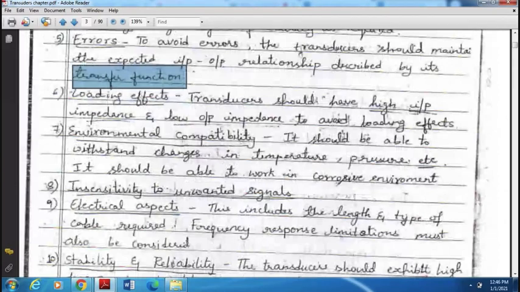These include the length and type of the cable required. Frequency response limitations must also be considered. While selecting a transducer, obviously you have to look into all the ratings, not only frequency or any other parameter. What is the application for which you are using this transducer? What is the range for that application? What ratings do you need? Based on those ratings, you have to select the transducer. So the electrical aspects might include the length and type of the cable.